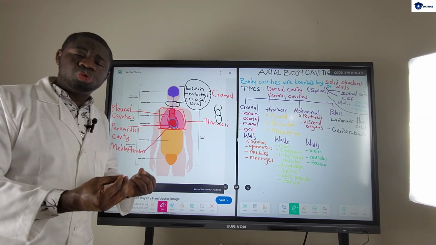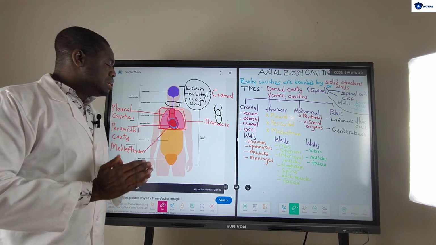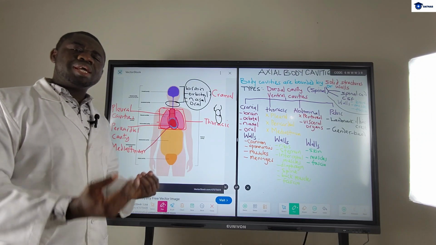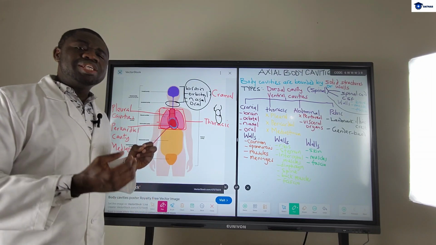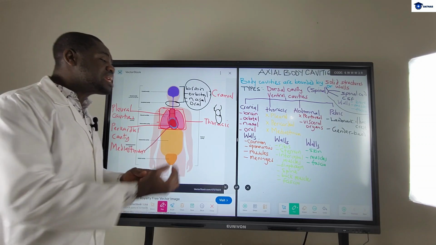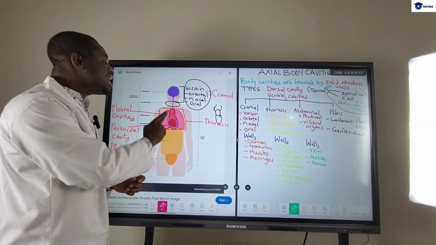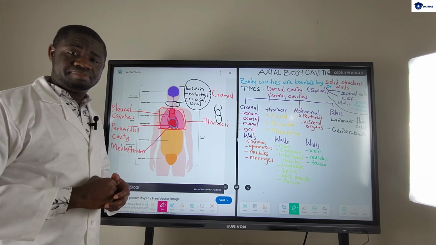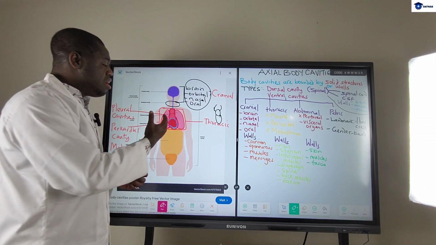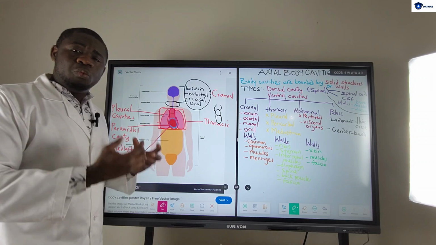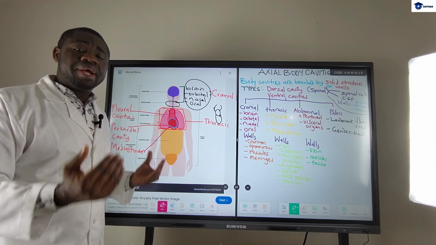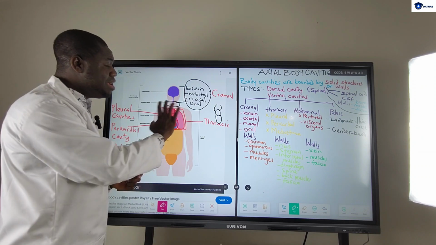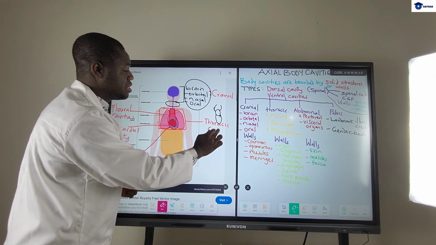So if you want to describe the location of the heart in the chest, you can say that the heart is within the pericardial cavity, in the mediastinum, within the thoracic cavity. That is, the heart is protected by the pericardial cavity, in the mediastinum, within the thoracic cavity.